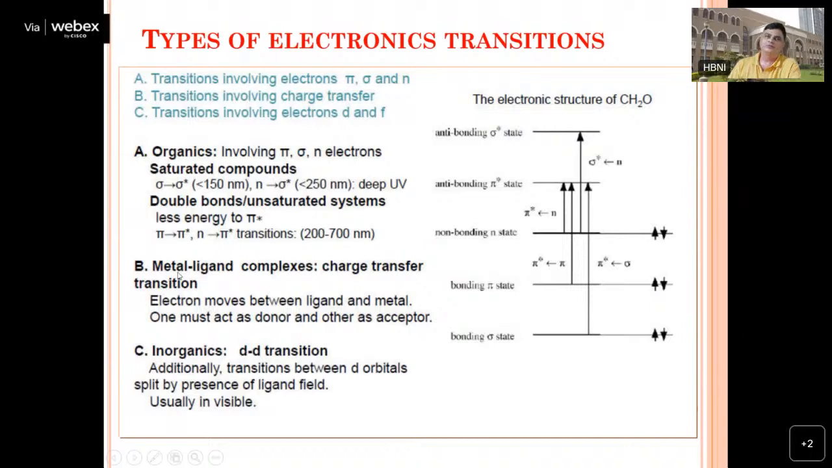Then in the case of metal-ligand complexes, there are charge transfer transitions, that is, electrons move between the ligand and the metal, and one must act as a donor and the other as an acceptor. In the case of an inorganic analyte using UV-visible spectroscopy, most of the transitions are d-d transitions, between the d orbitals that are split by the presence of the ligand, and these transitions are generally reflected in the visible region.